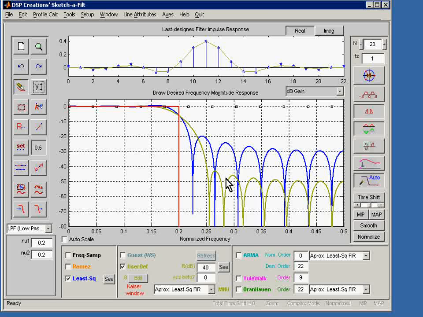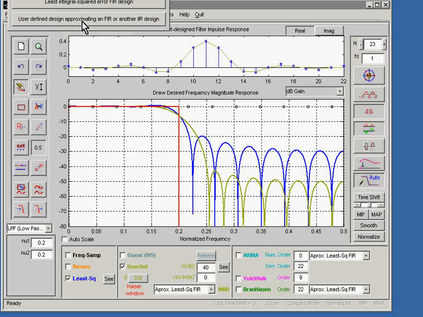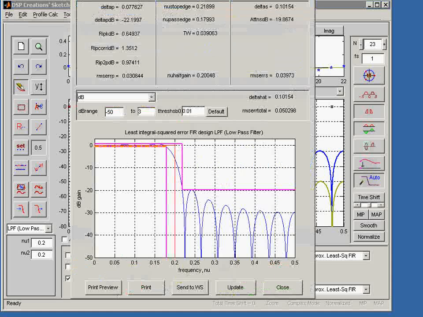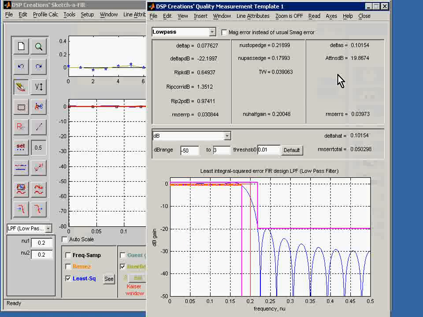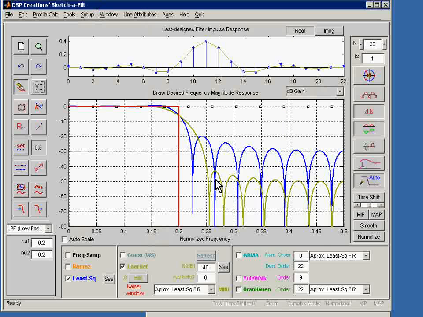I can be quite precise about that and also compare it to the original filter, which I remind you is in blue here, by going to Tools, Quality Measure, and see what it was I had to start with. Initially, the least squares filter that we got, and I'll move it over here, is showing us about 20 dB side lobe, but a transition width of only 0.03.